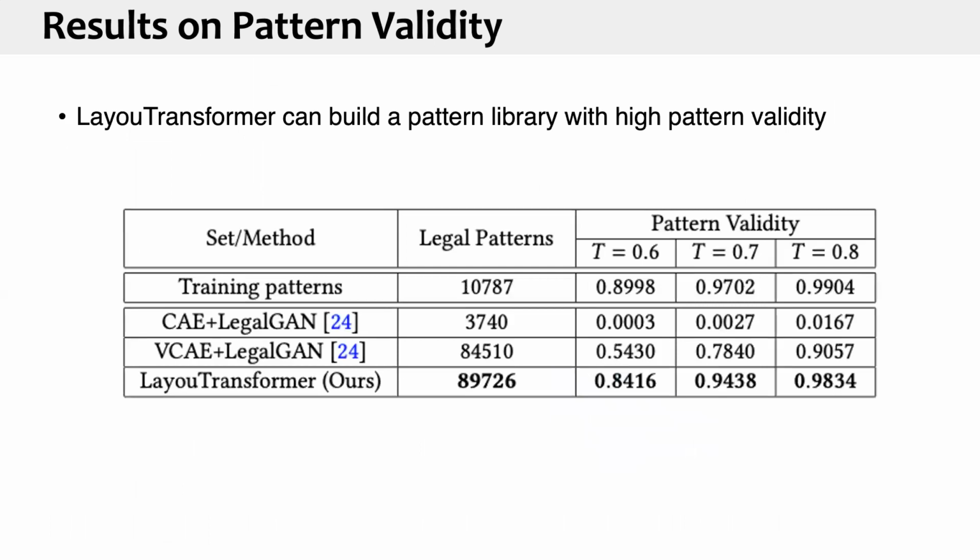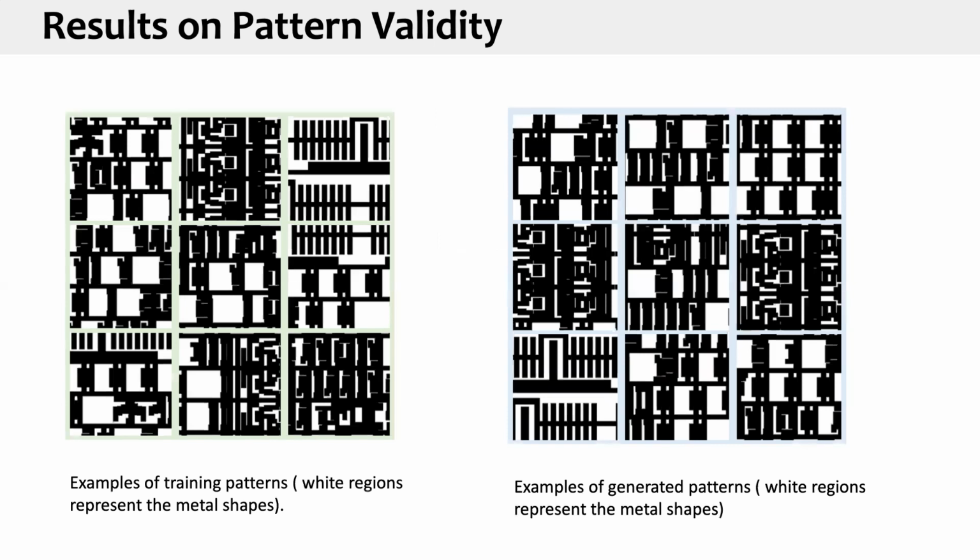For fair comparisons, we adopt the same pre-trained pattern style detection model to compute the anomaly scores of layout patterns generated by LayouTransformer. The legal patterns are used to evaluate the pattern validity. From this table, we can see that our LayouTransformer achieves the highest pattern validity with different thresholds, even approaching the validity of the real training patterns. We show some randomly selected examples of the training and generated patterns respectively. From these examples, we can observe that the complexity of our generated polygons is consistent with the training samples, without an undesirable significant style gap between them.